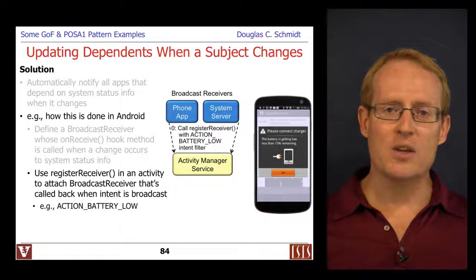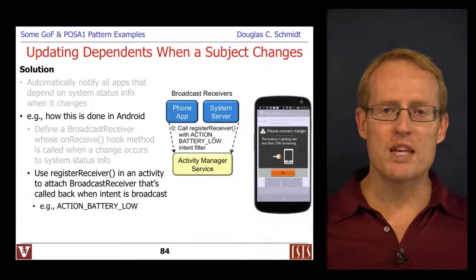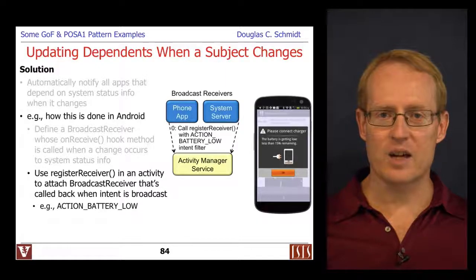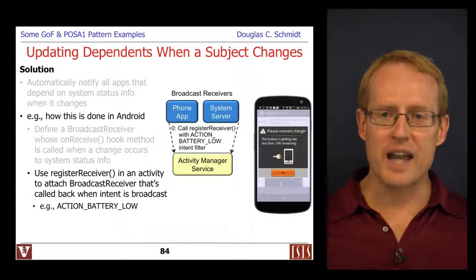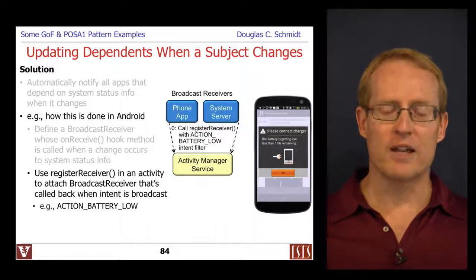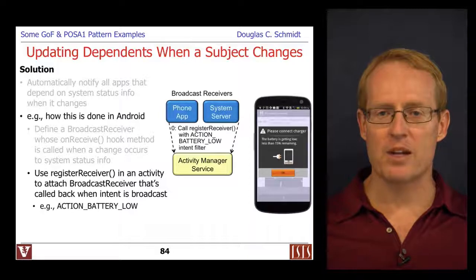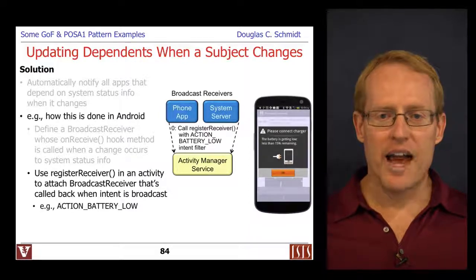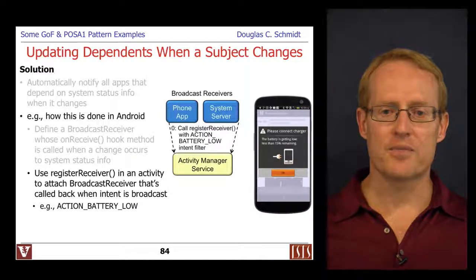We would then go ahead and use the registerReceiver method that's defined on the Android context object to register or attach the broadcast receivers, indicating what they were interested in. In this particular case, they might be interested in the ACTION_BATTERY_LOW intent.